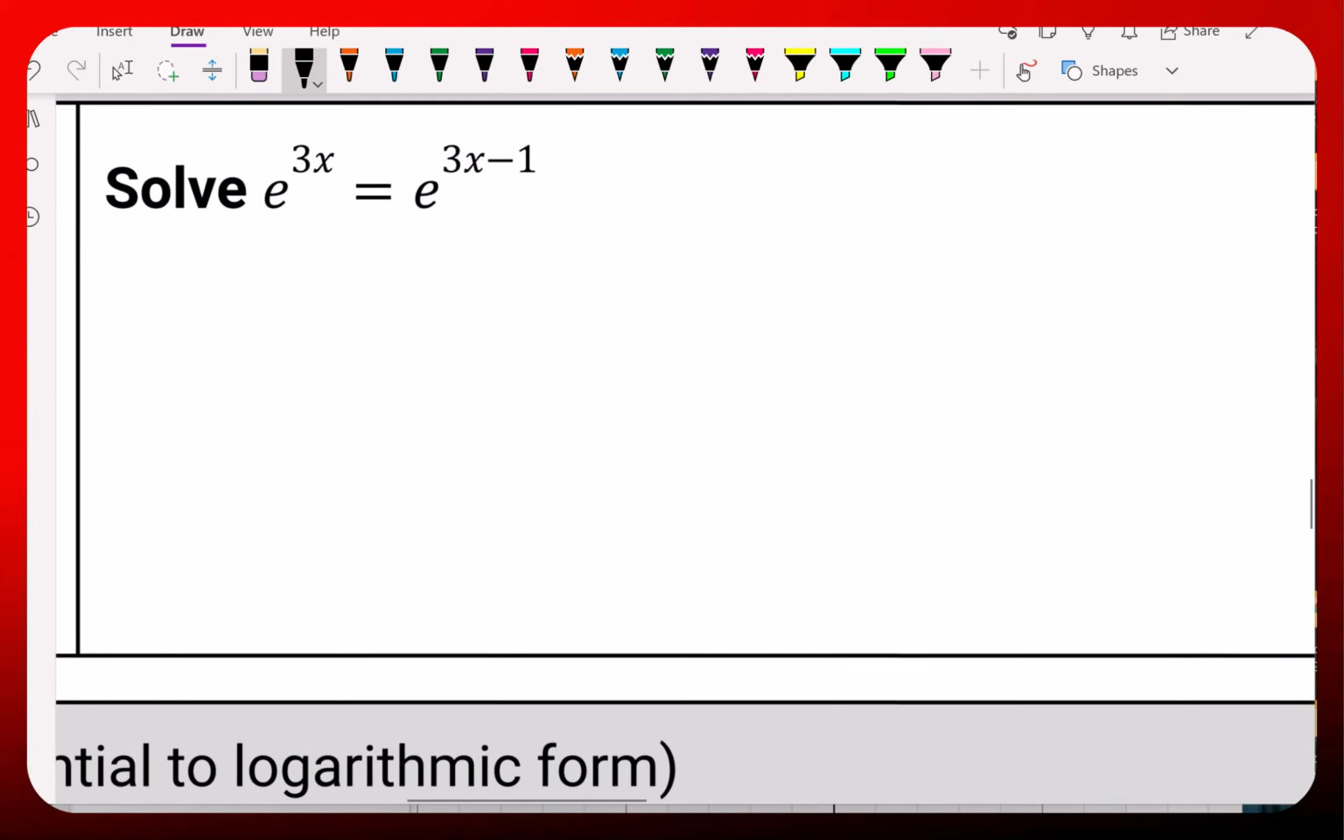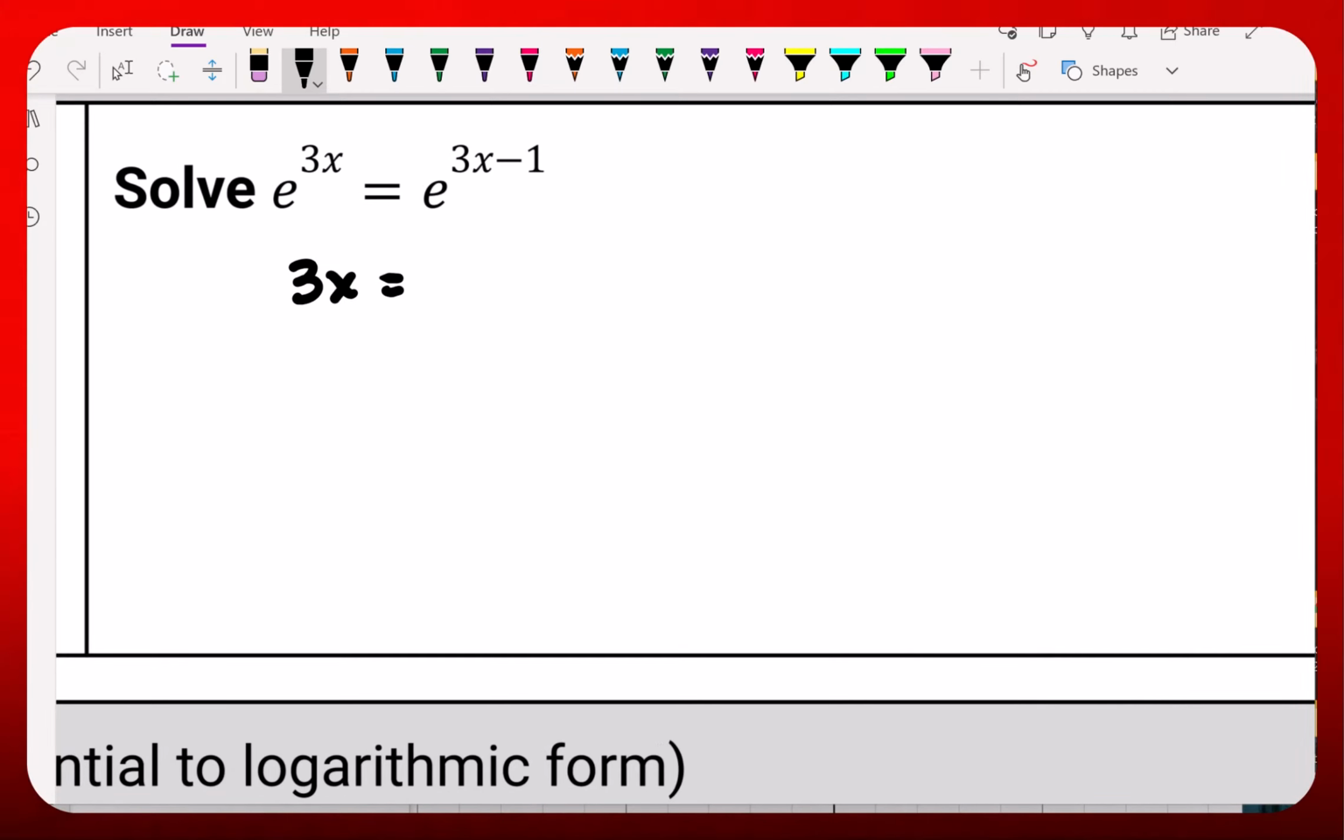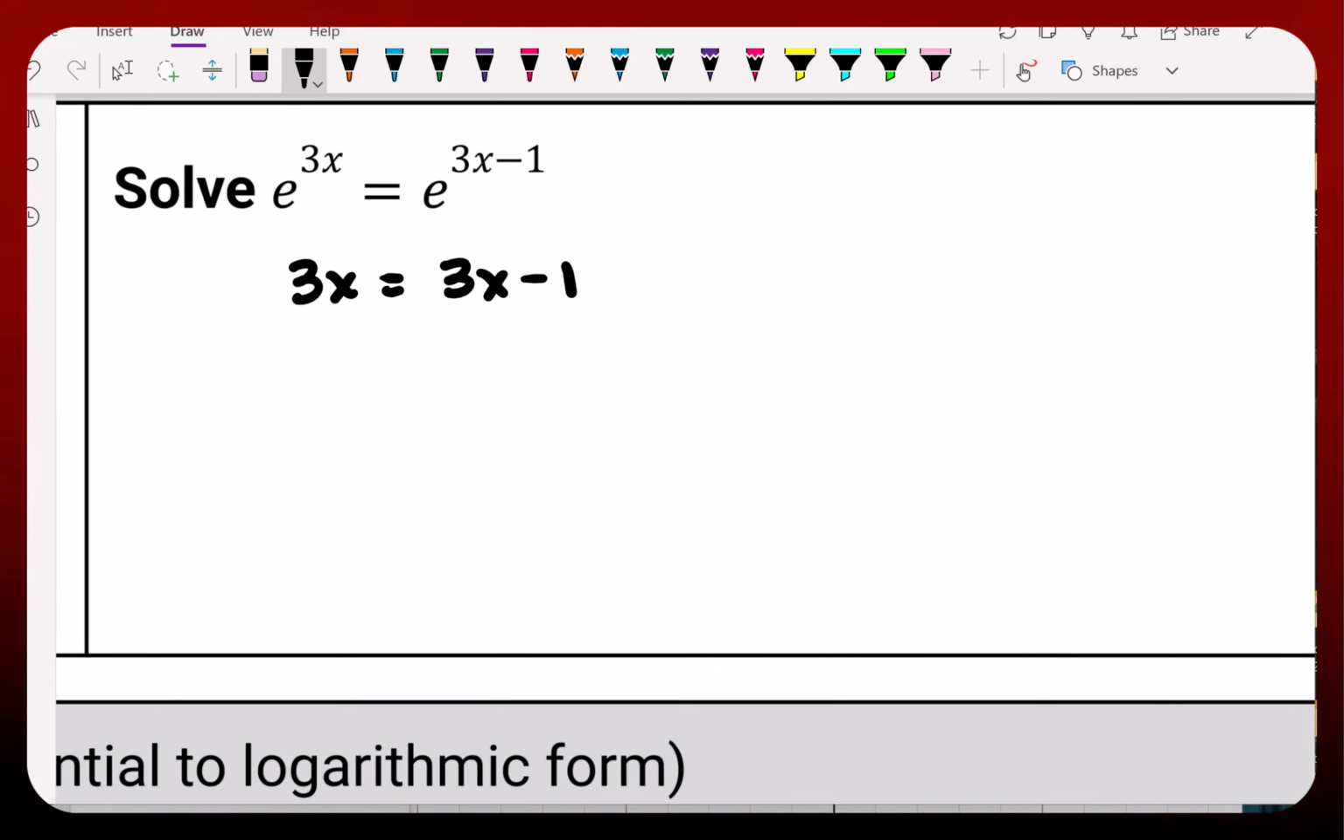Okay, second one, like I said before, they already have the same base, so you're able to go ahead and drop it. This one's a little interesting.